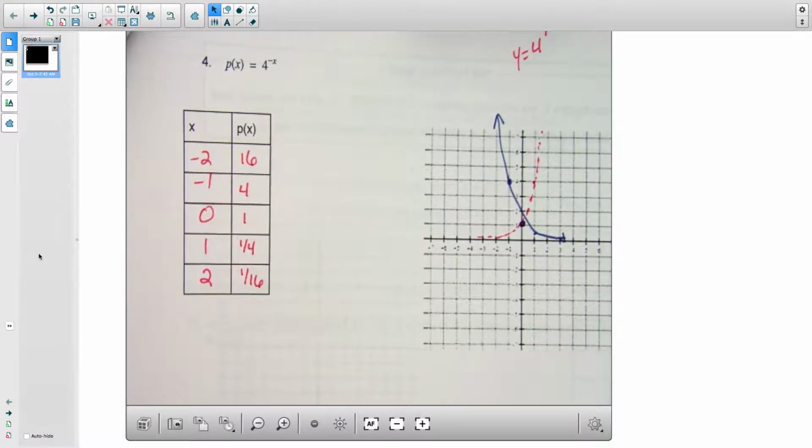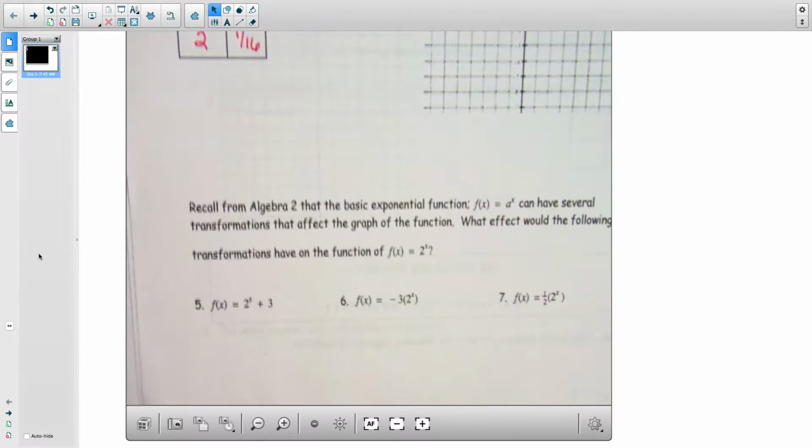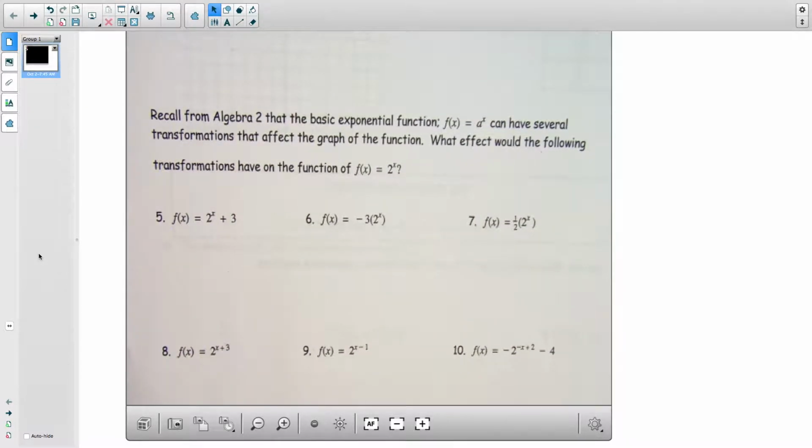Questions there? Do you guys remember doing this in Algebra 2 at all? Yeah.